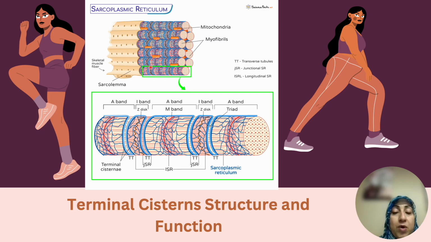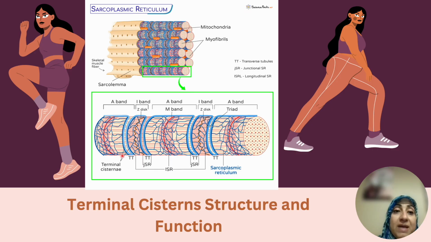required for muscle contraction. At each A-I band junction, the sarcolemma, the muscle cell membrane, forms T-tubules that penetrate deep into the cell. These T-tubules are crucial for rapidly transmitting changes in membrane potential into the muscle fiber, facilitating the release of calcium from the SR.